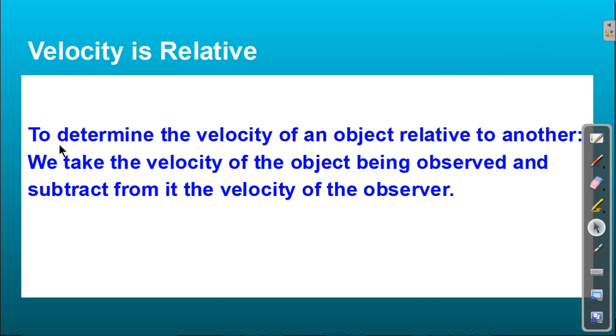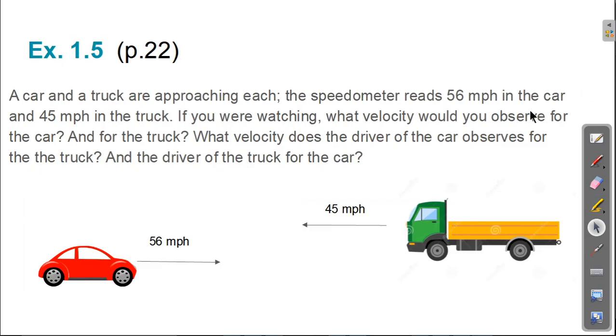To determine the velocity of an object relative to another, we take the velocity of the object being observed and take away from it the velocity of the observer. So we are going to have to do some math here to be able to find out the velocity that's being actually observed by the observer. There's a lot of words like that, but when you see the example, you'll see it's not too complicated.